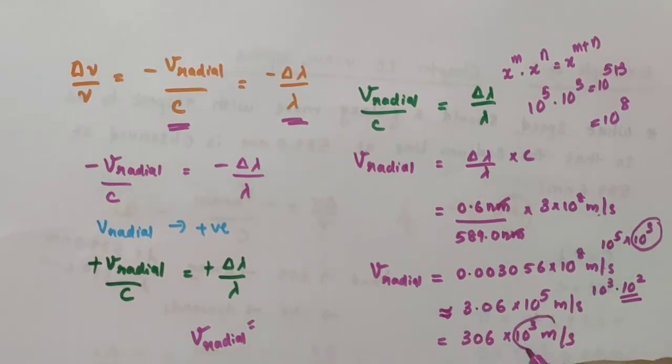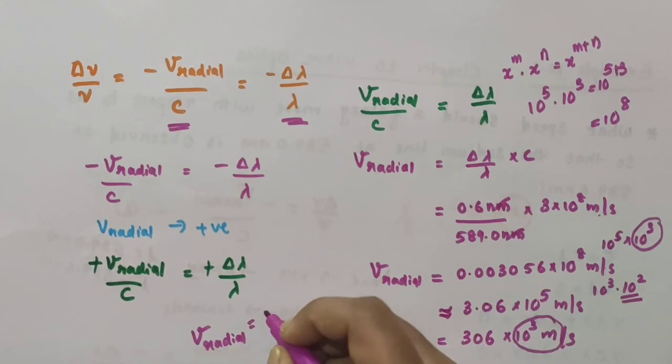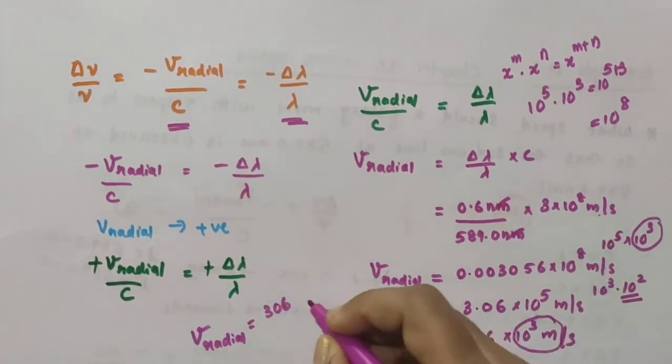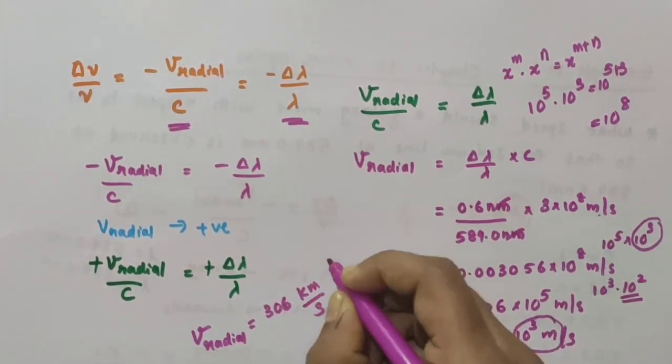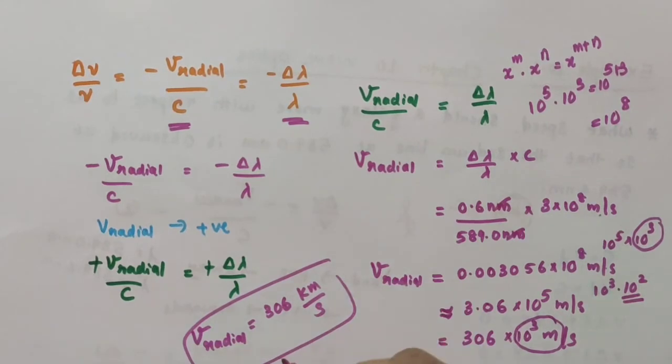What is 10 raised to 3 meter? 1000 meter, no. What is 1000 meter? That is equal to 1 kilometer. So we can write it as 306 kilometer per second. So this is the answer. That is, the galaxy is moving away from us with a speed of 306 kilometer per second.